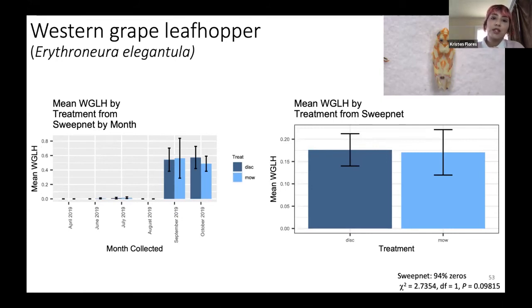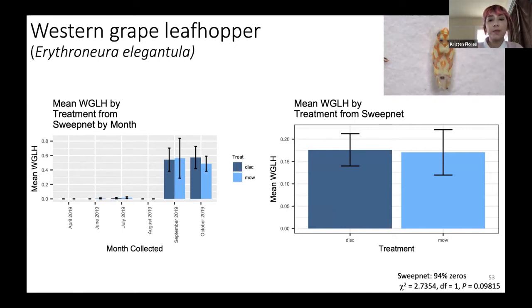These next graphs show Western Grape Leafhopper recovered in the ground cover. Again, average Western Grape Leafhopper is on the y-axis, month is on the x-axis, and disc is in dark blue and mow is in light blue. Right away, we notice that these numbers are much lower compared to Western Grape Leafhopper recovered from the canopy. The peak in the canopy was at 60 individuals, and the peak in the ground cover is just an average of 0.6 individuals. So we hardly found any Western Grape Leafhoppers in the ground cover.